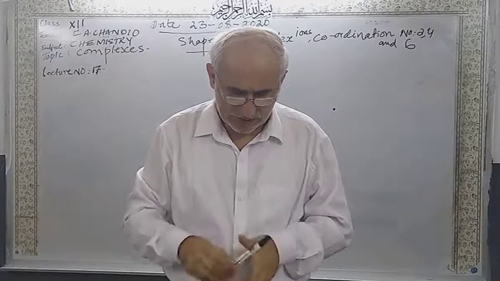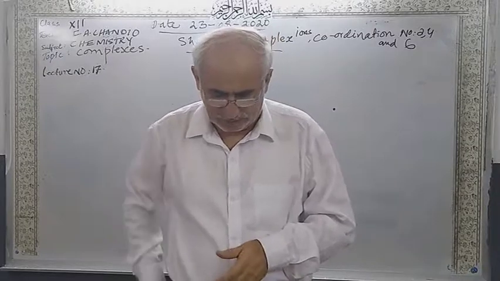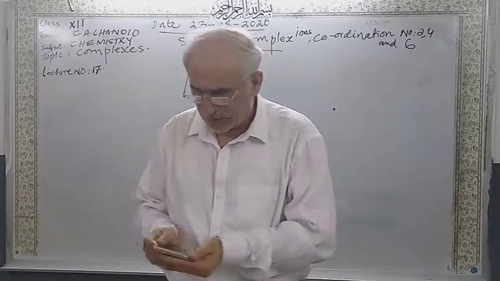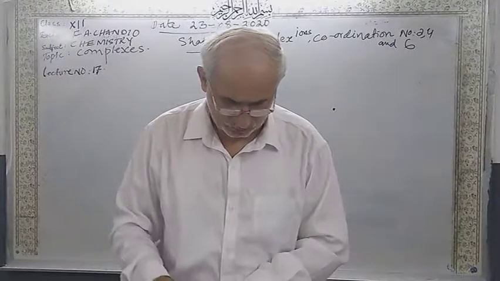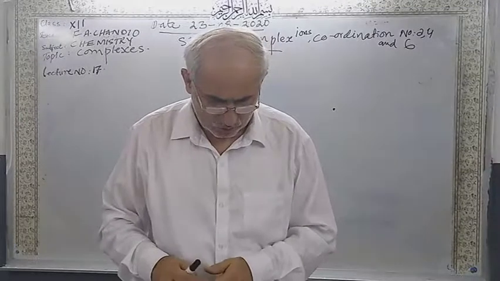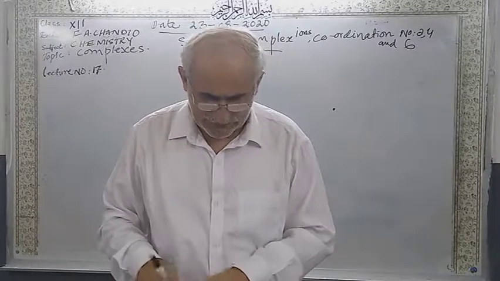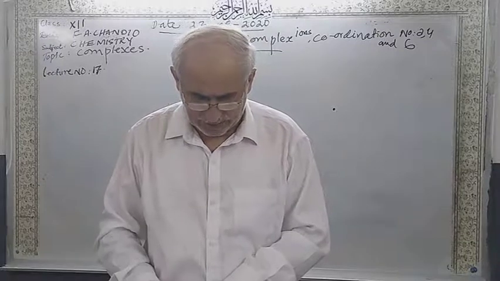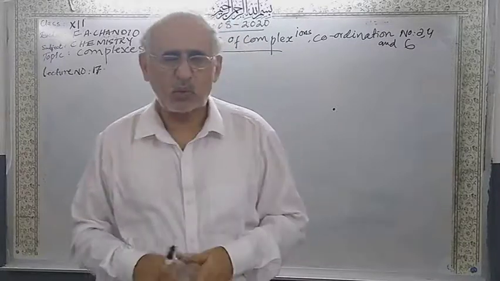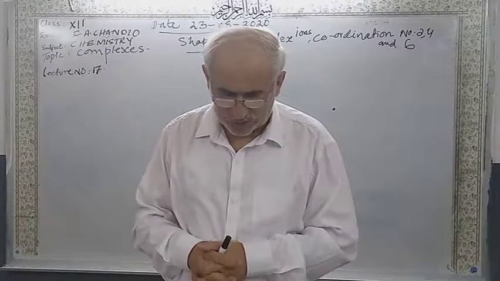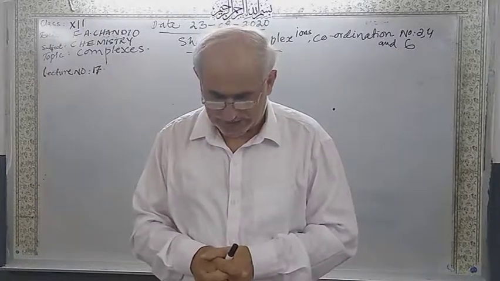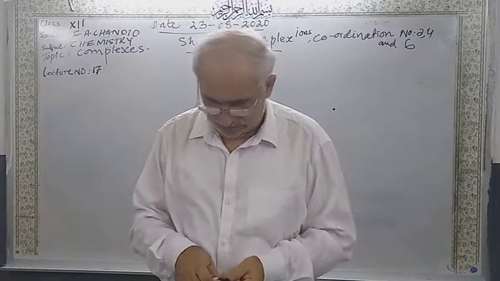repeating this: shapes of complexes, complex ions with coordination number 2, 4 and 6. The coordination number shown by the complexes is 2 to 9. The most common are 2, 4 and 6. So geometries corresponding to coordination number 2, 4 and 6 we have to discuss.